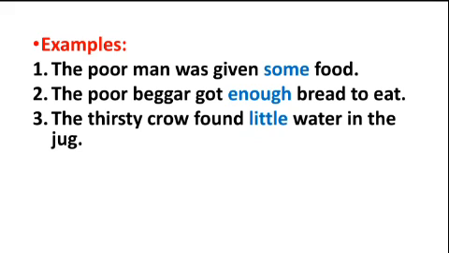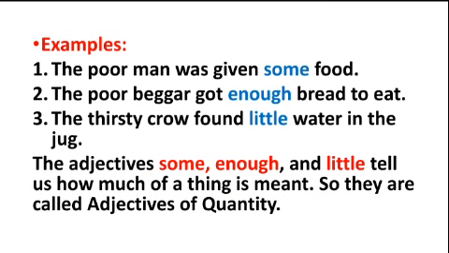The thirsty crow found little water in the jug. So if you ask the question, how much water did the thirsty crow find? Little. Okay, so little is an adjective of quantity. So understood, students? The adjectives some, enough and little tell us how much of a thing is meant. So they are called adjectives of quantity. So I hope that you have understood now what is an adjective of quantity. Okay.